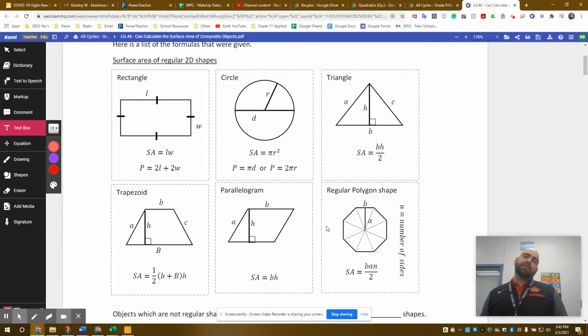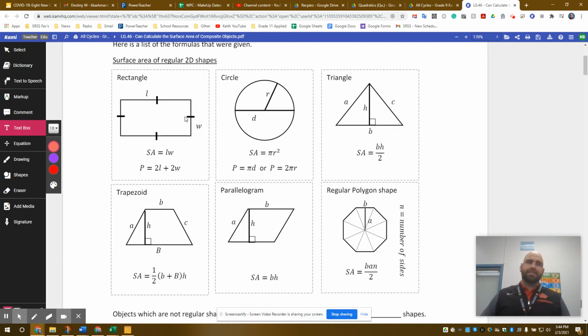If you're unsure about how to solve for these, you can go back to learning goal 45, which was back in our second cycle, and it's still on the classroom. You can take a look at how we find the area of each of these regular shapes. Some of them will be a little more common, some a little less common. The other thing we can do is find the perimeter of these shapes as well.